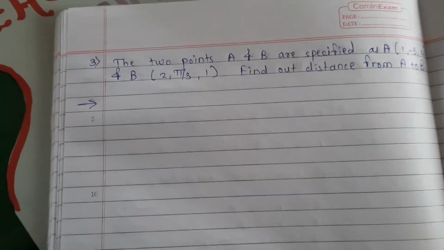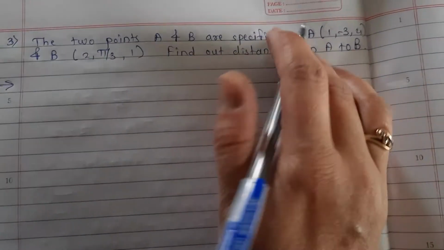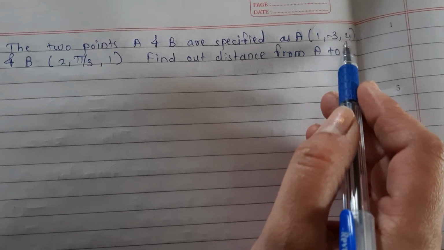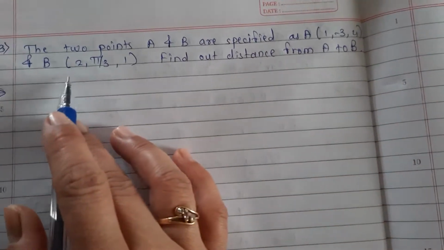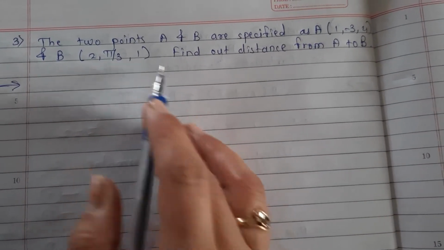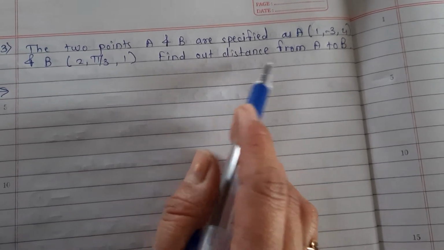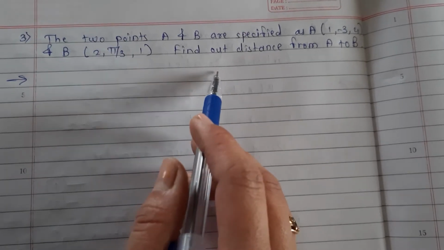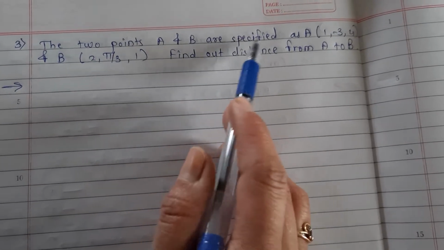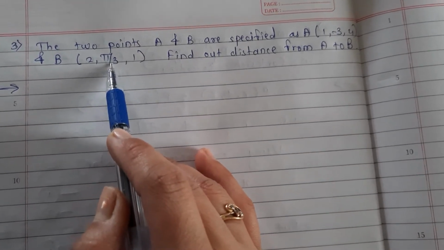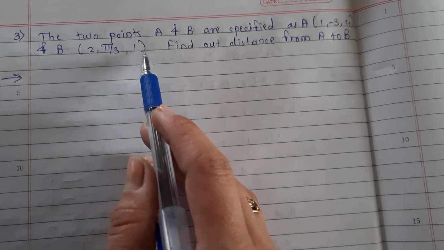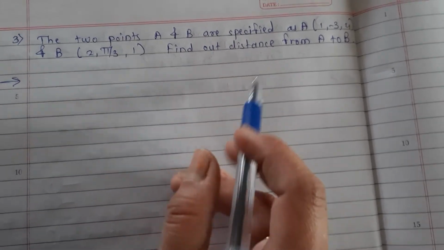The next problem is: the 2 points A and B are specified by A is (1, -3, 4) and B is (2, 2 pi by 3, 1). So we have to find out the distance from A to B. For that, here the point B is expressed in cylindrical coordinates. So first we will convert it into Cartesian.